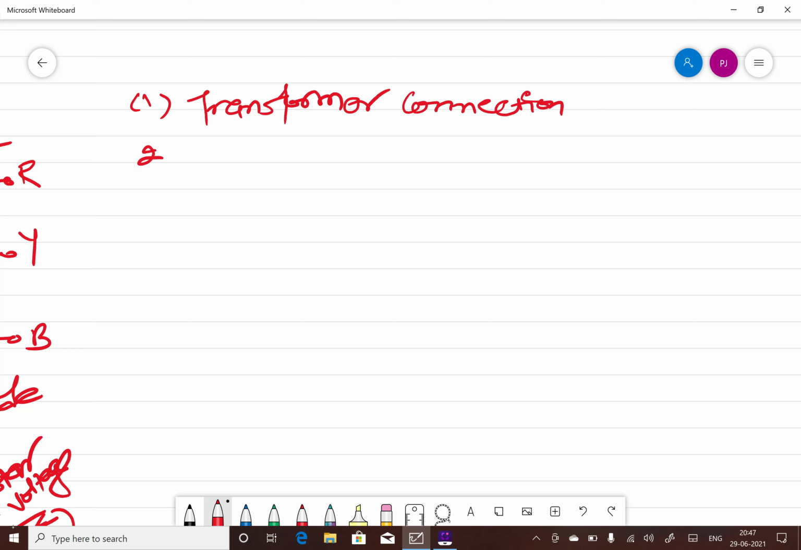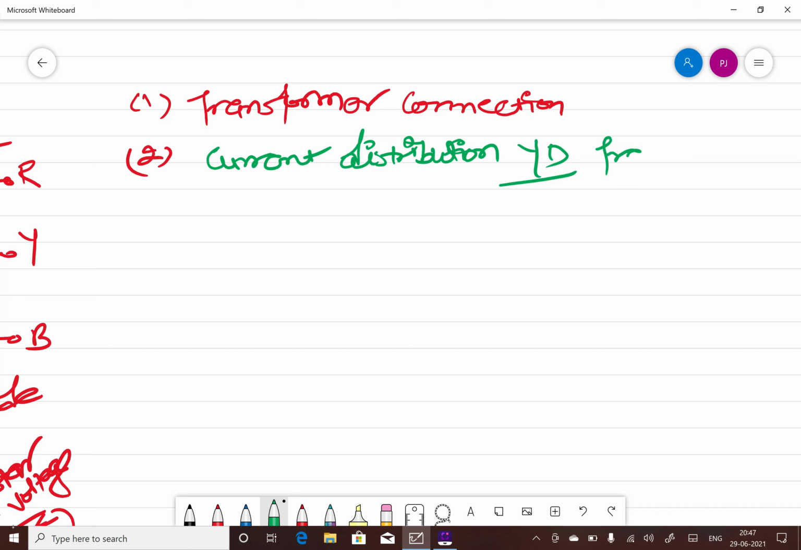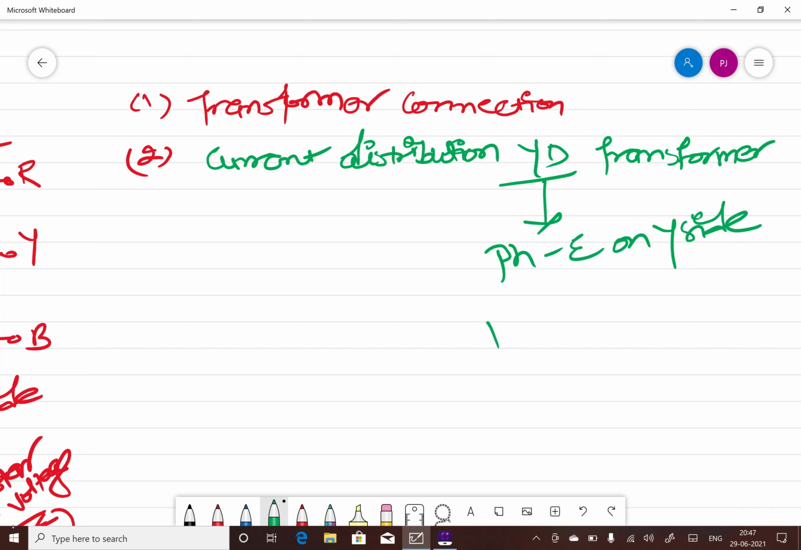Now in the next session we will probably discuss the current distribution in star delta transformer, YD transformer, for two different types of faults. One is your phase to earth fault on star side, and second is your phase to phase fault on star side. We will discuss this.